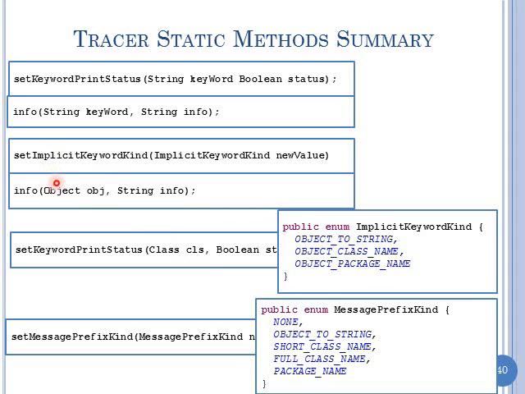So what would you want my info to change? Which of my calls would you want to change? Info, set, the implicit keyword methods, the status methods. Which one would you want? Yeah, so prefix kind. Prefix kind? I mean, you could feasibly do it with implicit keyword too, but yeah.